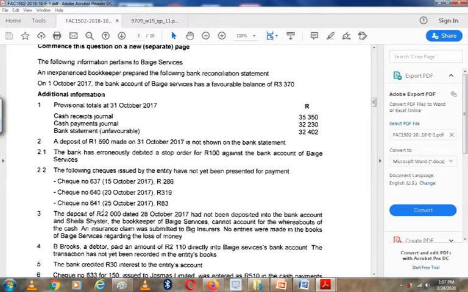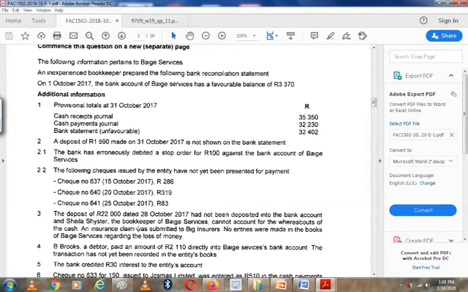Number 3, the deposit of 22,000 dated 20th October 2017 had not been deposited into the bank account, and Sheila Shyster, the bookkeeper of Page Services, cannot account for the whereabouts of the cash. An insurance claim was submitted to Big Insurers. No entries were made in the books of Page Services regarding the loss of money. Right, so this money, 22,000, is never going to get to the bank because it's already lost. Therefore, our bank should not be affected by this transaction.